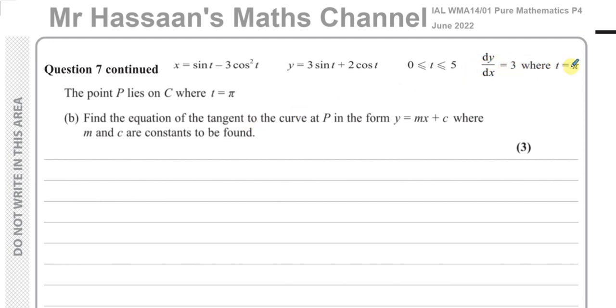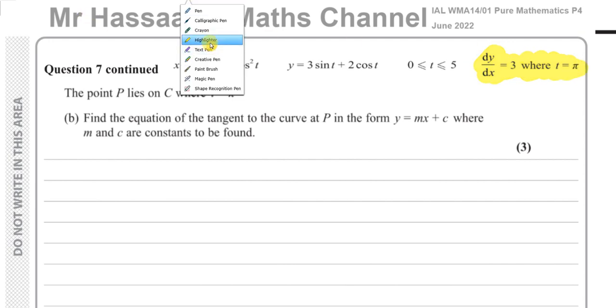So we can use that result to continue now, because it says find the equation of the tangent to the curve at P in the form y equals mx plus c, where m and c are constants to be found. So if we know how to deal with straight line graphs, we understand that dy dx is the gradient when t equals pi. Okay, we will be able to continue and solve this question. So we're not going to lose these marks because of not understanding how to do part A. One of the things we need to answer this question is this information here, and we also need something additional, which I'll show you.